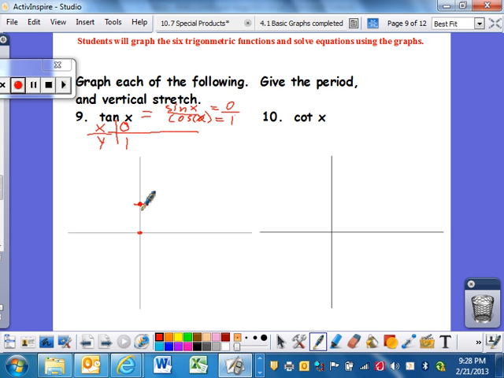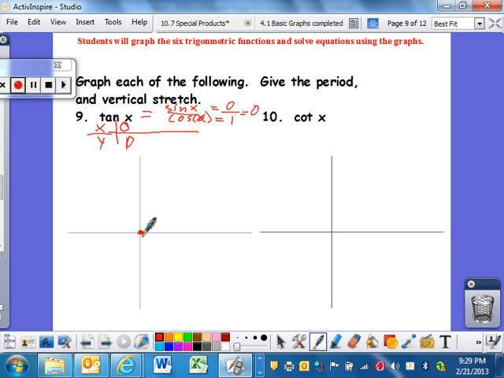Oh, no, that's right, isn't it? 0 over 1 is 0. So we simplify this and we get 0. So our actual point is going to be 0, 0.